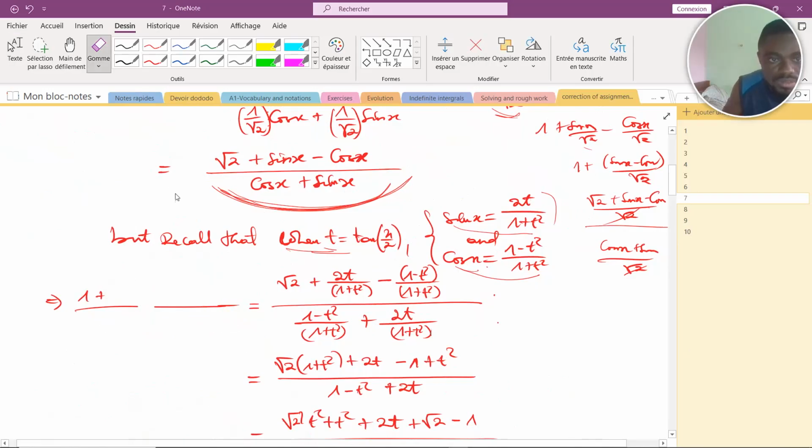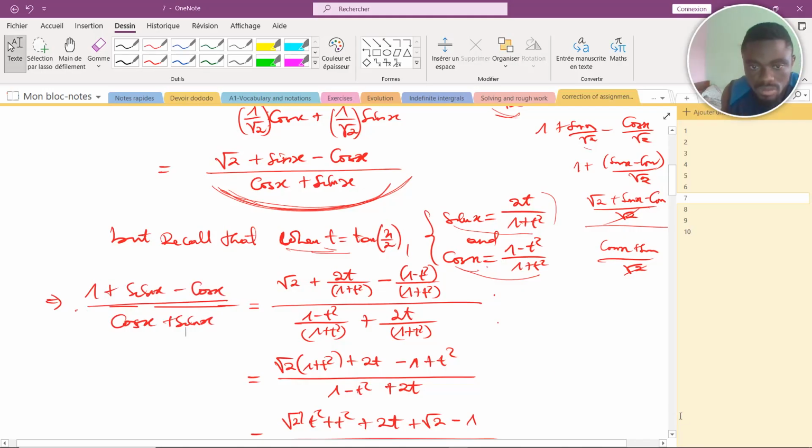Let me wipe this. Our expression is what is on top here. So 1 plus sine x minus cos x all over cos x plus sine x. Is that okay? Let me see something. Oh, don't forget there is root 2 here. Yes, root 2. This is our expression. Is that okay?